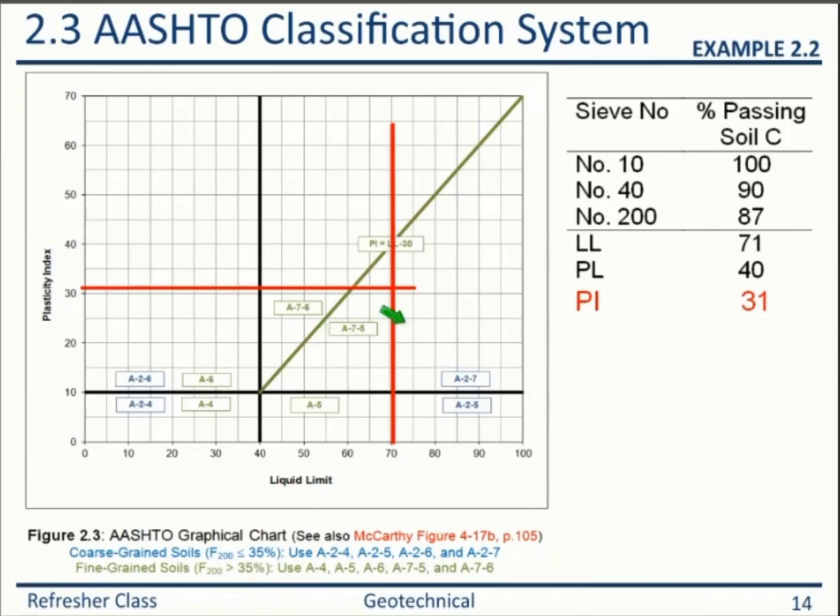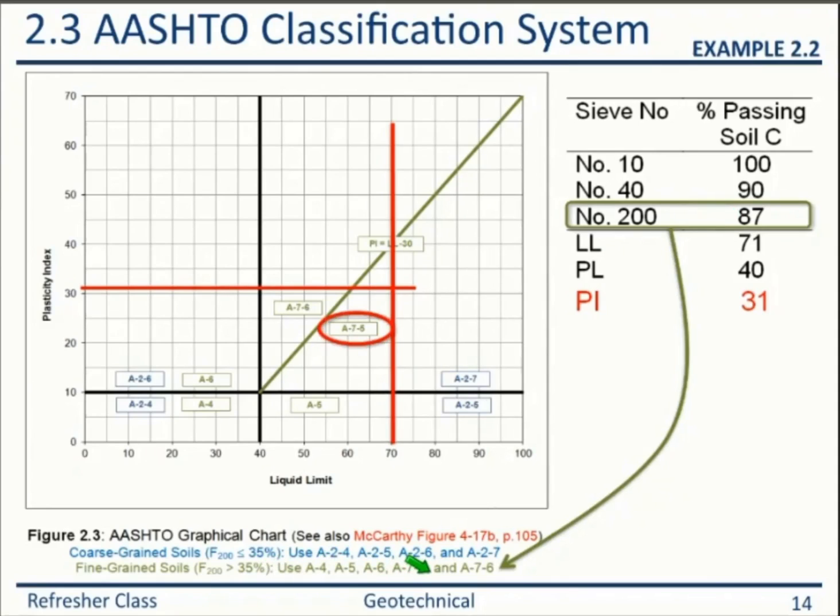And percentage passing number 200 sieve is 87%, which is greater than 35. So you have to look here. If you look here, A-7-5 is here. Therefore, your soil sample is that.